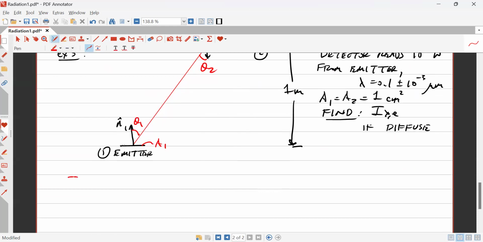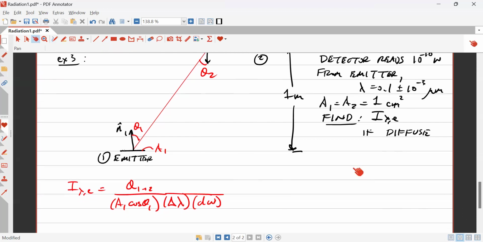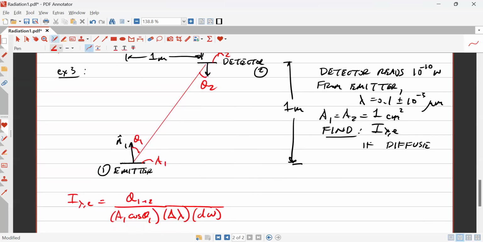So we can say that I lambda E is going to be Q 1 to 2 over A1 cosine theta 1 delta lambda times d omega or delta omega. One's fine here. Well, we're given a value of 10 to the minus 10 watts, so that's our Q. So we're good with that. We're given A1, so let's find cosine theta 1.